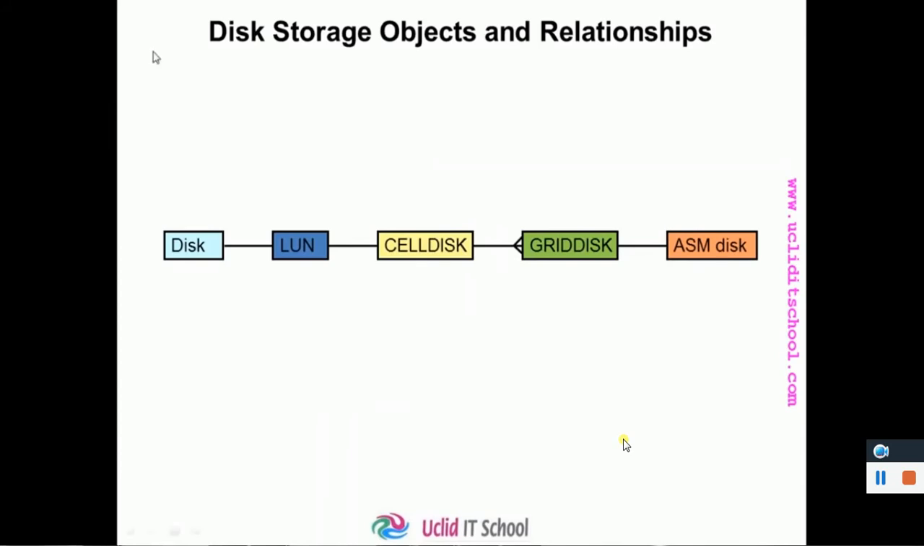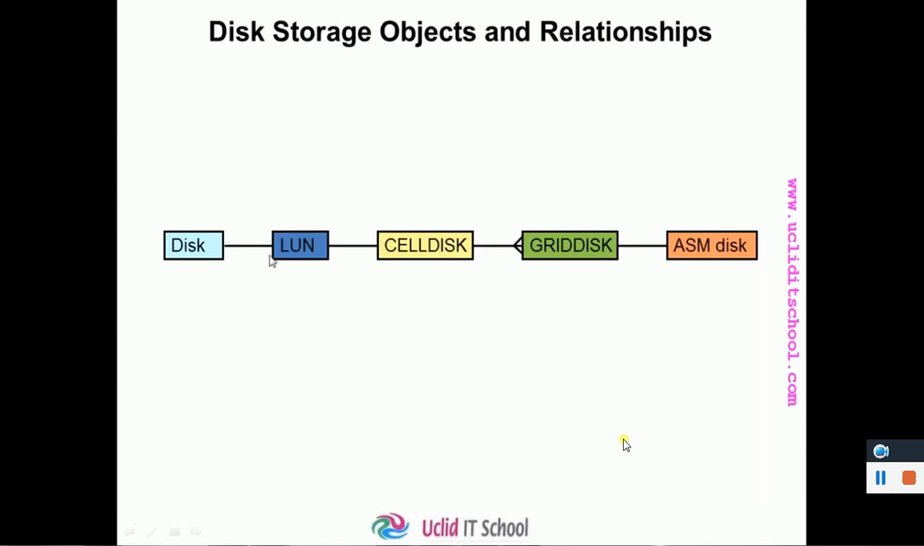Now this is what I was telling you, the storage objects and their relations. At the operating system level, at the hardware level, you have a disk. This disk can be a hard disk or flash disk. Now inside the storage server, every hard disk or flash disk is detected as a LUN, and on the LUN we create a cell disk.